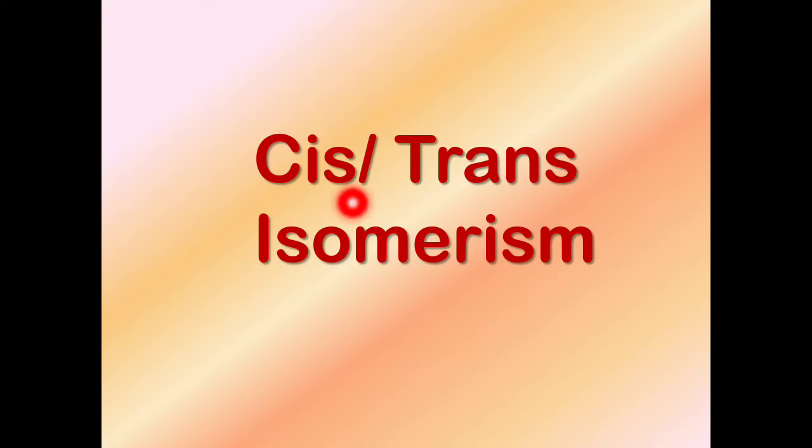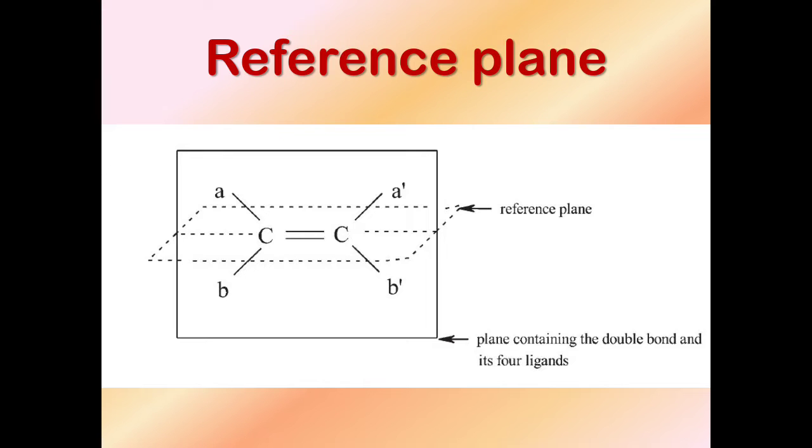So now let us understand what cis-trans isomerism in alkenes is. Before understanding cis-trans or EZ nomenclature, it is very important to understand the concept of reference plane. What do we mean by reference plane? You can see this solid line or the box. You can consider this as one plane containing this carbon-carbon double bond as well as these 4 different groups, that is A, A dash, B and B dash. All these atoms and bonds lie in this one plane, that is a plane containing the double bond and its 4 ligands or different groups.